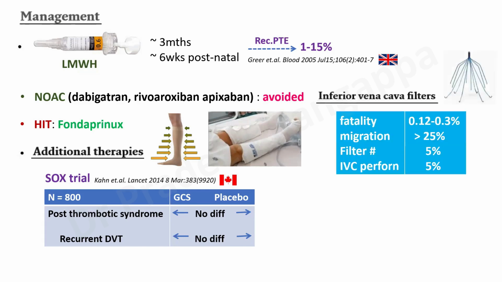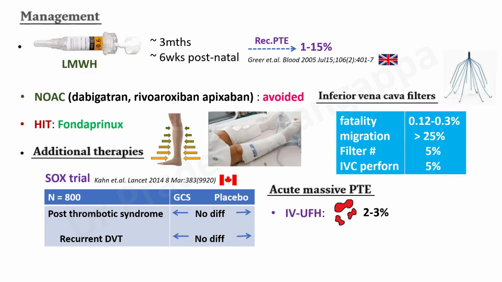Inferior vena cava filters can also be considered. But there are risks associated with this. The fatality is 0.12 to 0.3%. These filters can migrate more than 25% of the time. There can be filter fracture in 5%, and IVC perforation can happen in 5%. So there are inherent risks associated when you are contemplating invasive procedures like inferior vena cava filters.